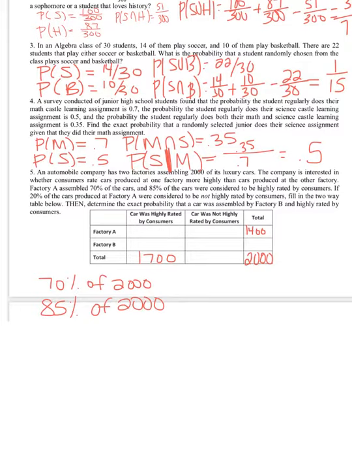Okay? And then the last thing that it tells me, 20% of the cars produced at factory A were considered to not be highly rated by consumers. So I need to do 20% of the cars produced at factory A. So 20% of 1,400, which gives me 280. That goes in for not highly rated by consumers. That's 280 here. So if I go in, right, and everything has to add up to be each other. So this is going to be 300, which means this is going to be 20. This is going to be 600, which means this is going to be 580. And then the last one is going to be 1120.